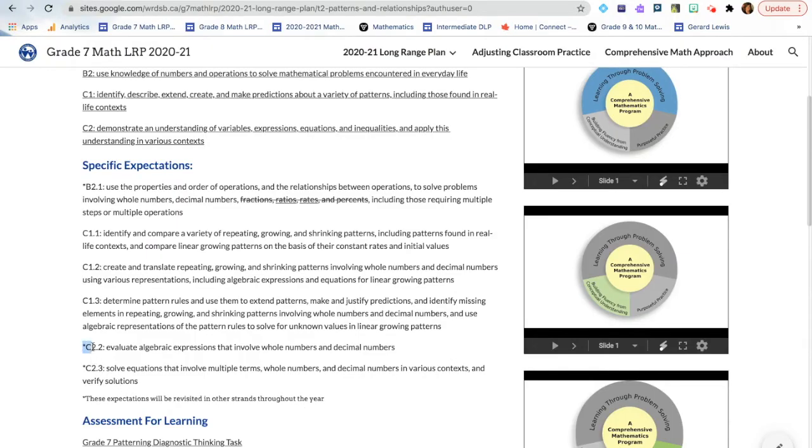C2.2 and C2.3 are 2 algebra expectations from Term 1 that we are revisiting in this topic. Students will once again have an opportunity to demonstrate their understanding on these 2 expectations when they use algebraic representations of the pattern rules to solve for unknown values in linear growing patterns.